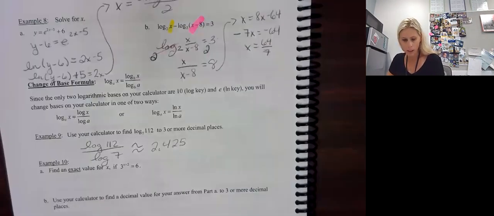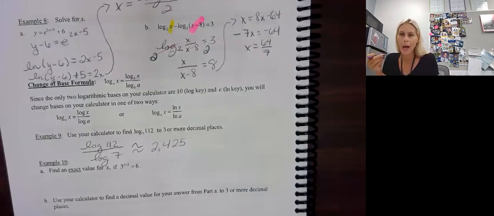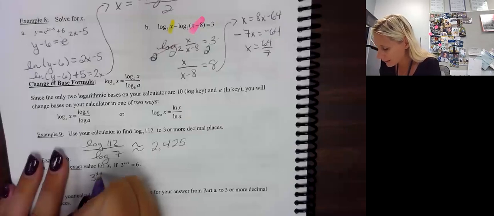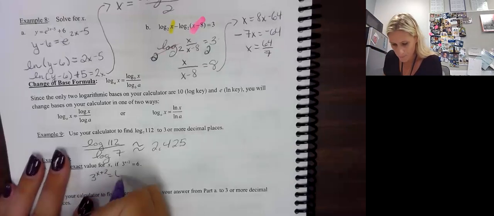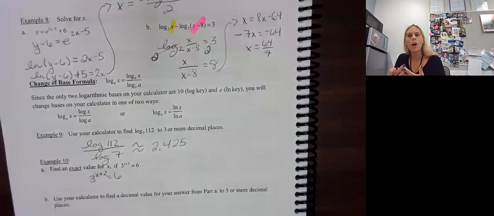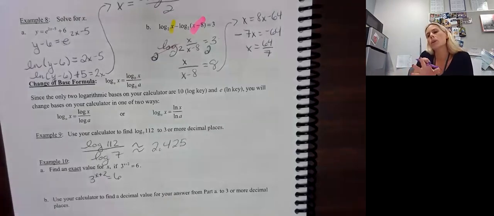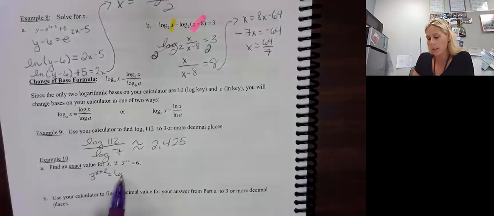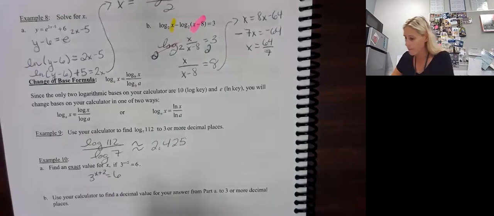All right, so here we go. Find the exact value for x. Now, when it says exact, it means like don't use your calculator to do the decimal places, okay? So we have 3 to the x plus 2 equals 6. This one's really hard because before an exponential, we would try to see if there's a same base. But as you can see, there's nothing common between these two bases. So what we're going to do is rearrange what this looks like.